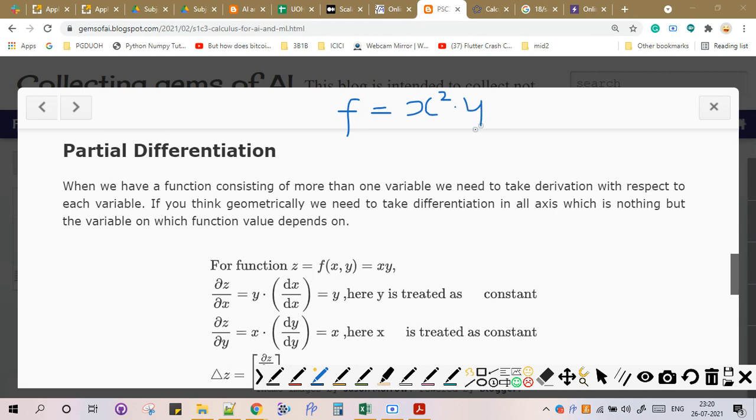Let's say I'm having this function f equal to x square y square. F of x, y is equal to x square y square. Now I need to calculate the partial differentiation with respect to x. So it is also represented as fx or del f by del x, or I guess it is also represented like this also.